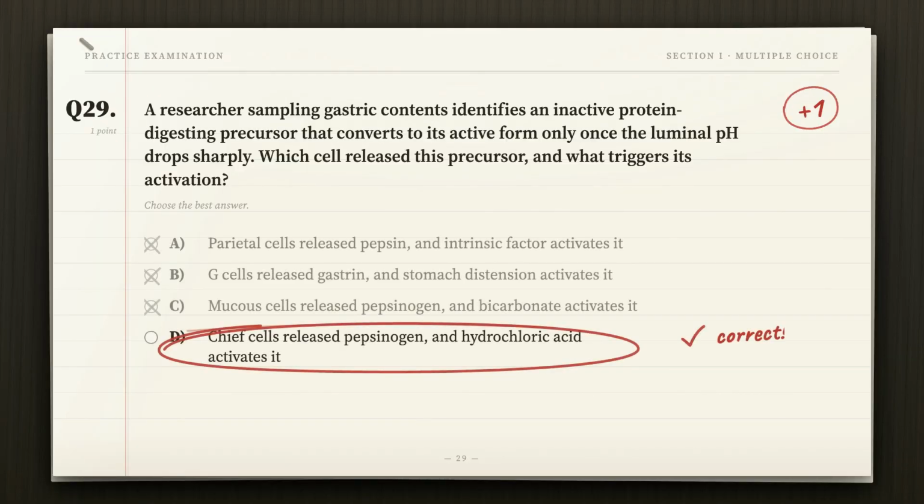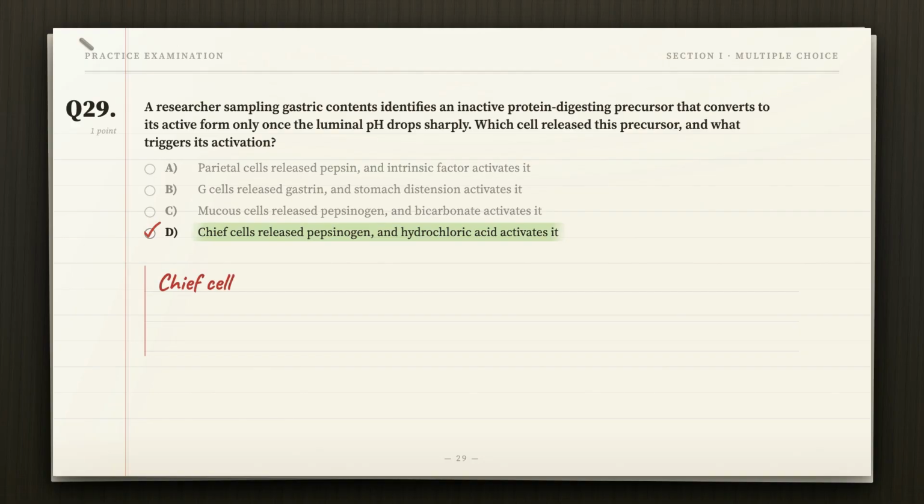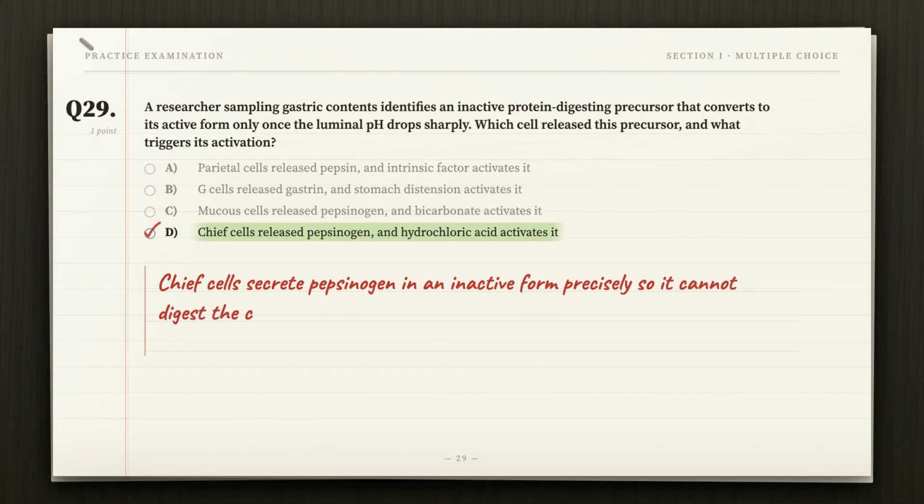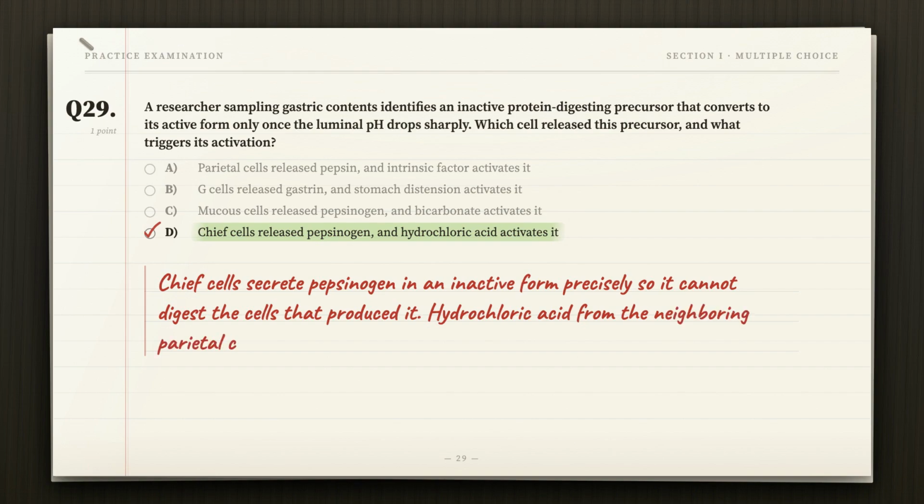The correct answer is D. Chief cells release pepsinogen and hydrochloric acid activates it. D is correct because chief cells secrete pepsinogen in an inactive form, precisely so it cannot digest the cells that produced it. Hydrochloric acid from the neighboring parietal cells converts pepsinogen into active pepsin in the lumen, and pepsin then activates additional pepsinogen in a self-amplifying loop.